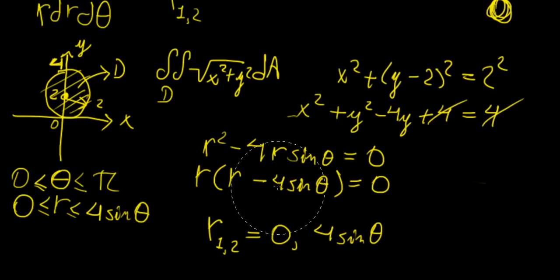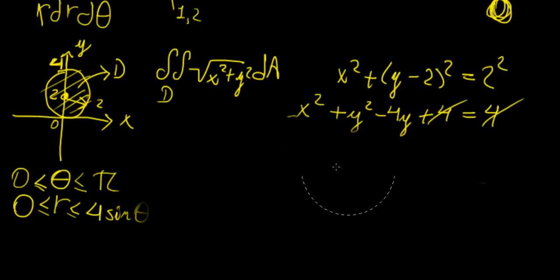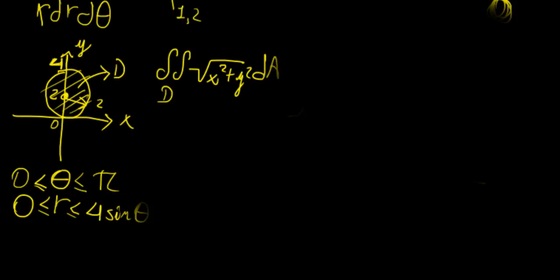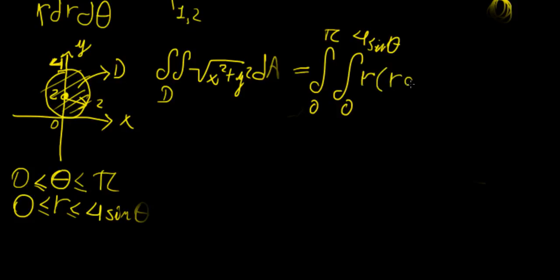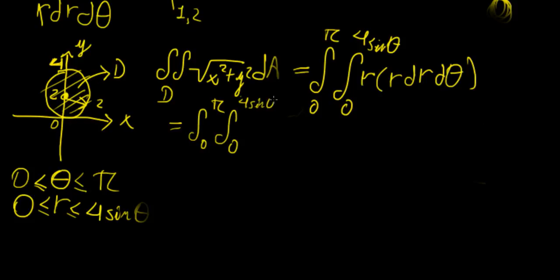Now that we have that, we can rewrite our integral as follows. Theta goes from 0 to pi, and r goes from 0 to 4 sine theta. Now x squared plus y squared becomes r squared, and the square root of that is r. And now the area element is r dr d theta. So we're going to get the integral from 0 to pi, from 0 to 4 sine theta, of r squared dr d theta.